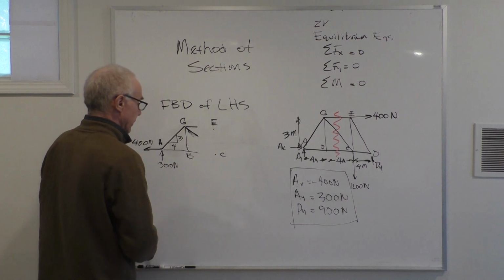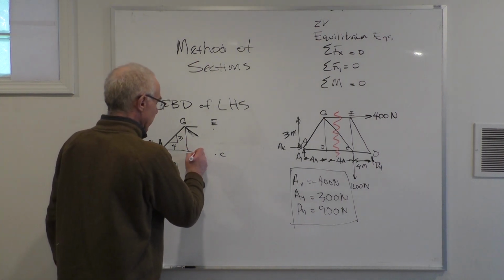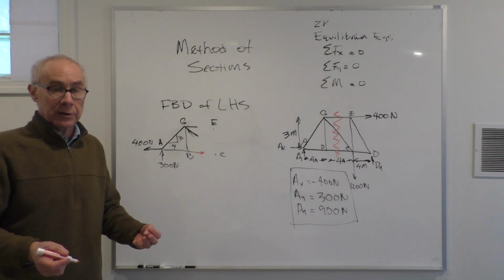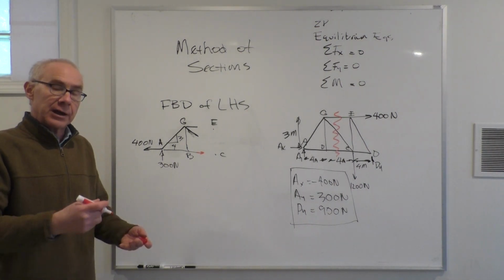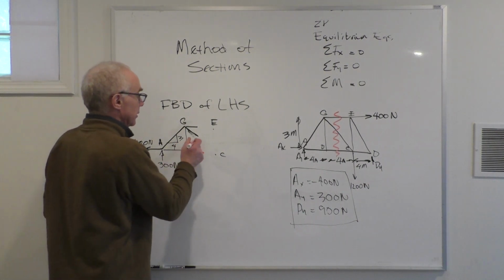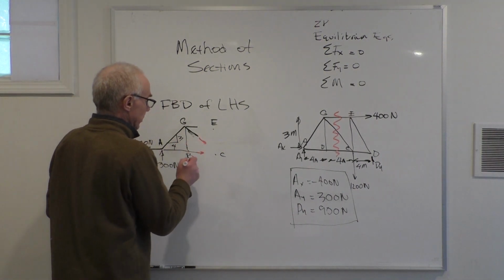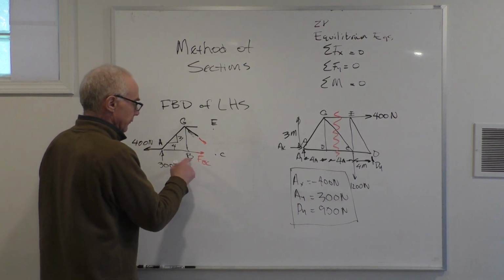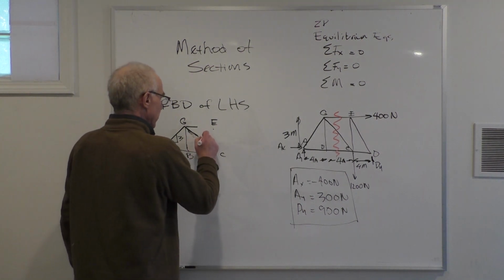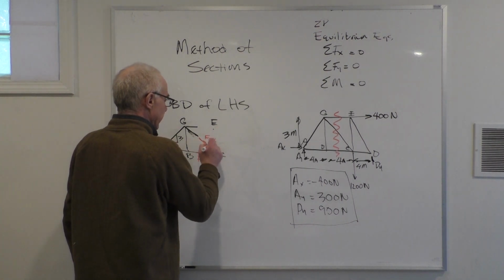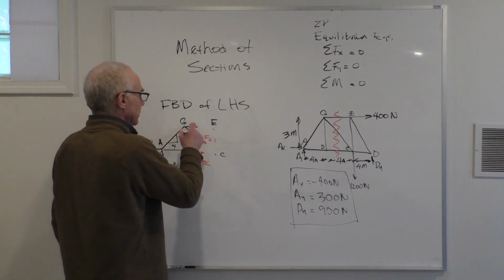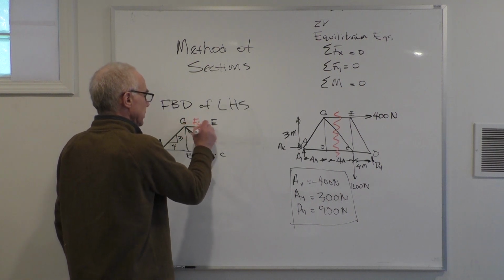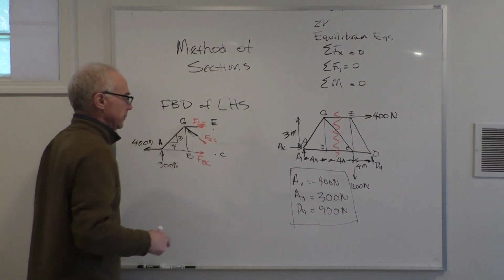And here's my forces. So I have a force BC, and I'm drawing them, of course, as I always do, as if they were tensile. And then we know later, if you get a negative value, that tells you that, in fact, it was in compression. Here's my other one. So this is FBC, going from B to C. This one will be FGC, going from G to C. And this one here is going to be FGE, because it goes from G to E.